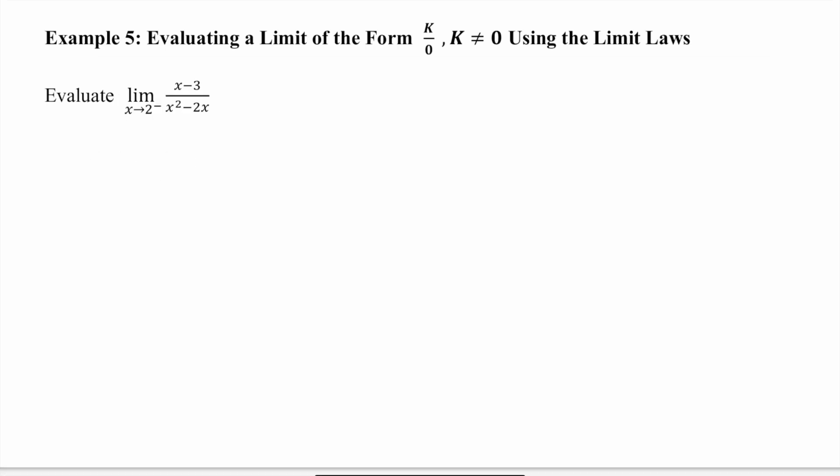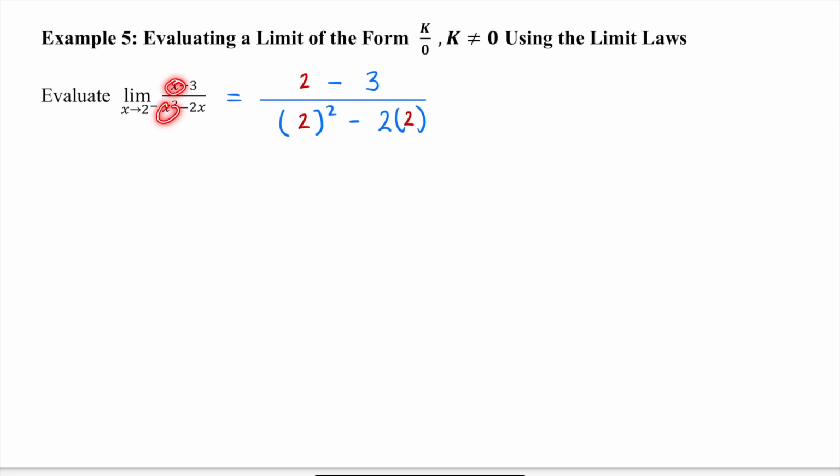Now let's move to another type of situation. Evaluate the limit as x approaches 2 from the left of x minus 3 over x squared minus 2x. First, try substitution. If we plug in 2, we have 2 minus 3 over 2 squared minus 2 times 2, which is negative 1 over 0.